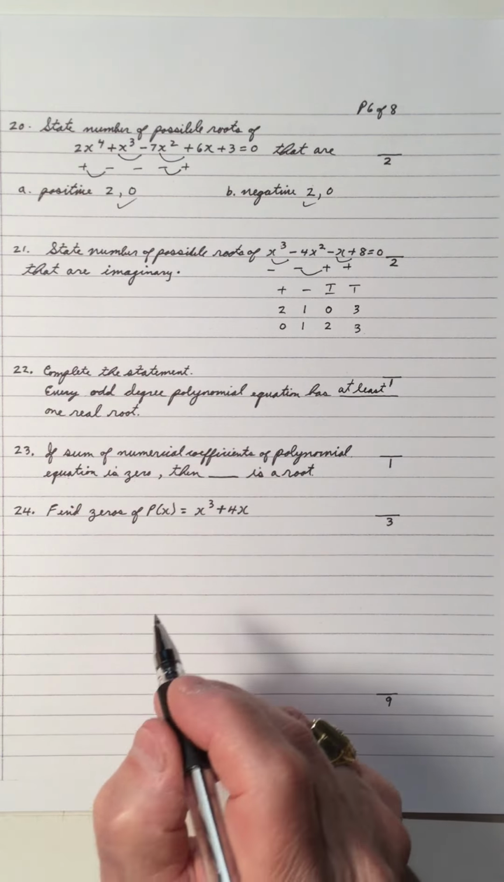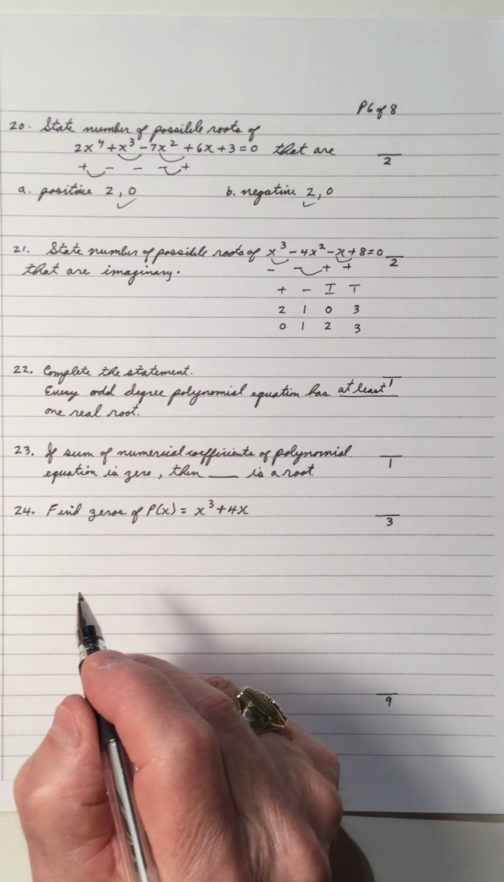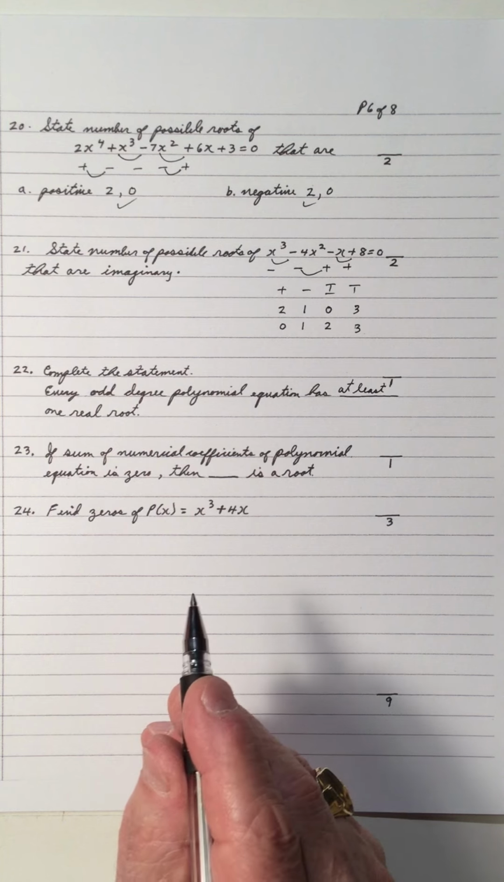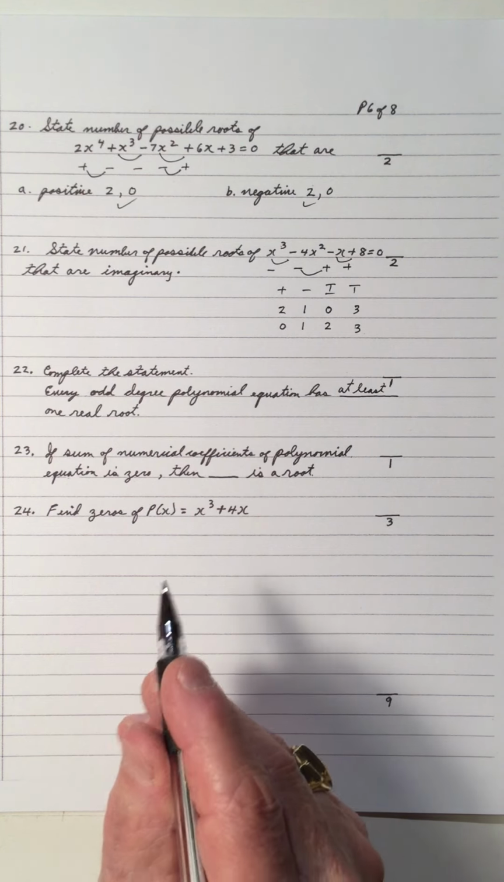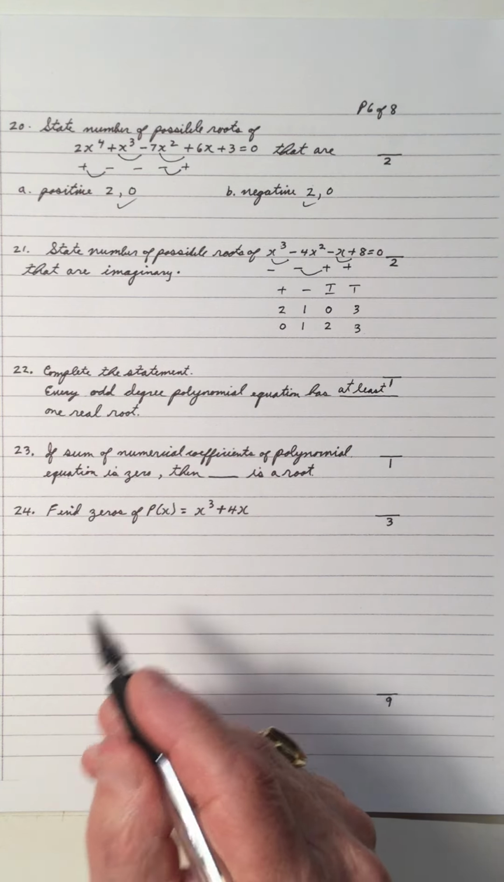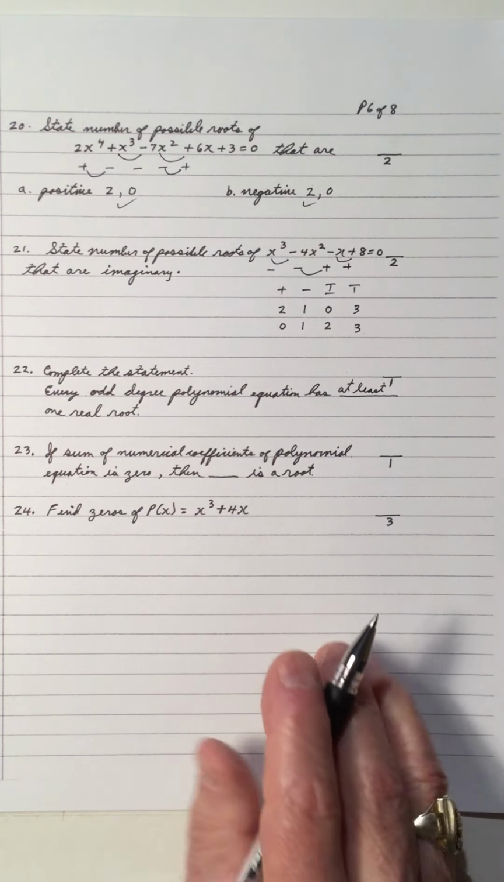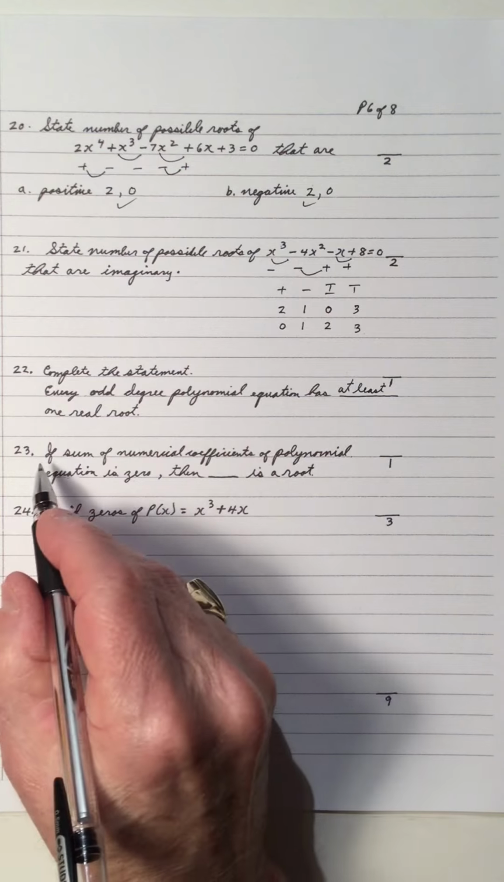The reason is because if they're even, they come in pairs. And if they come in pairs, imaginary numbers are in pairs of 0, none, 2, 4. So if they're even, you possibly have no real roots. You have all imaginaries.